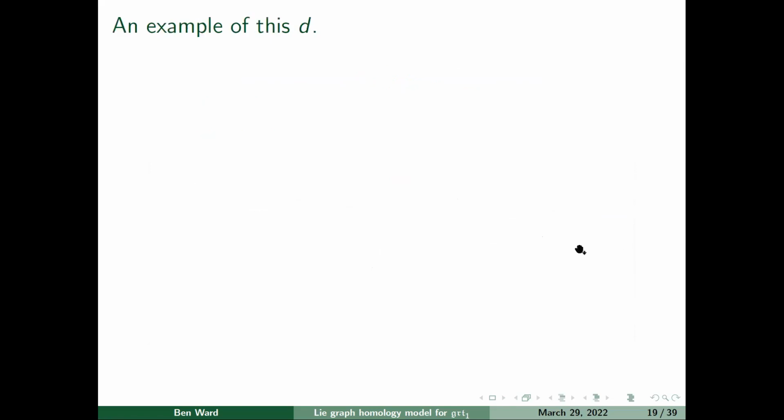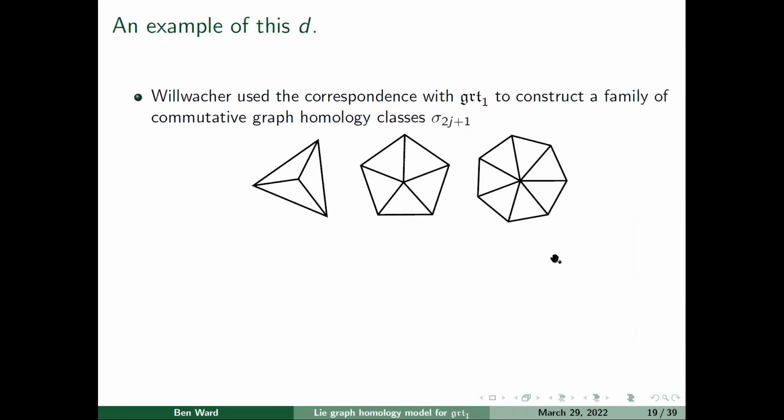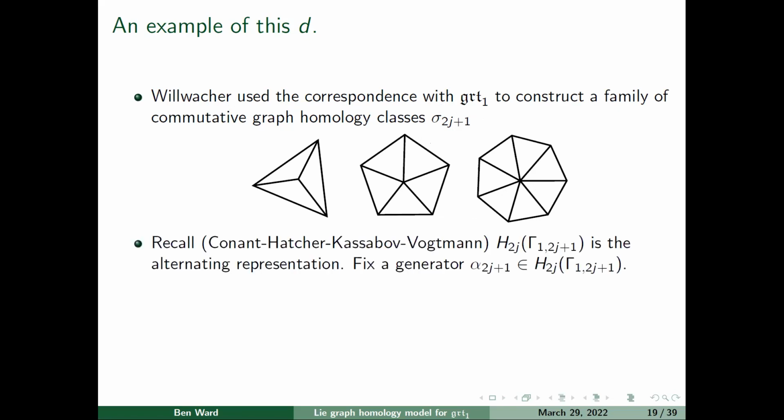So let me give you an example of this D. So we've seen these pictures before, of course. Using this correspondence with the Grothendieck-Teichmüller Lie algebra, we have a family of non-trivial commutative graph homology classes. So I'll call them sigma 2j plus 1. And these are just their leading terms, the wheel graphs. Okay, so picture them this way.